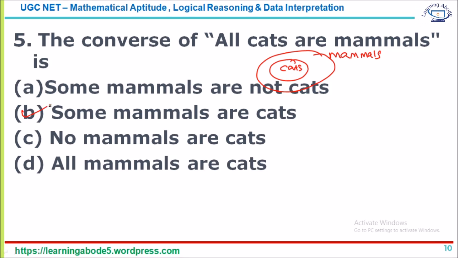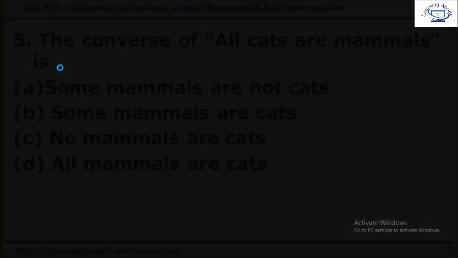So which is option B. That is the correct converse argument. So the converse argument is a subalternate argument. When you say all cats are mammals, when you look at it from the mammals point of view, you can say some mammals are cats. So the answer is answer choice B for question number 5. Now to the next question.